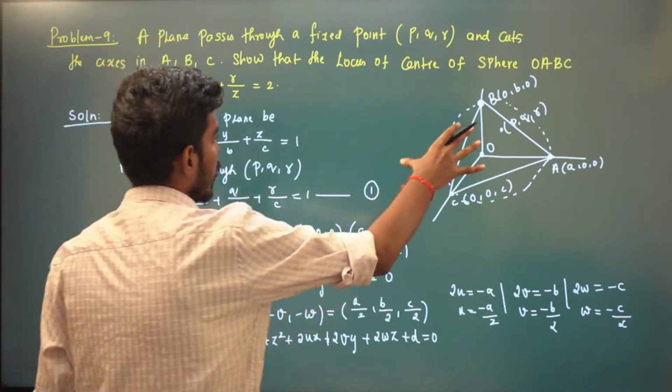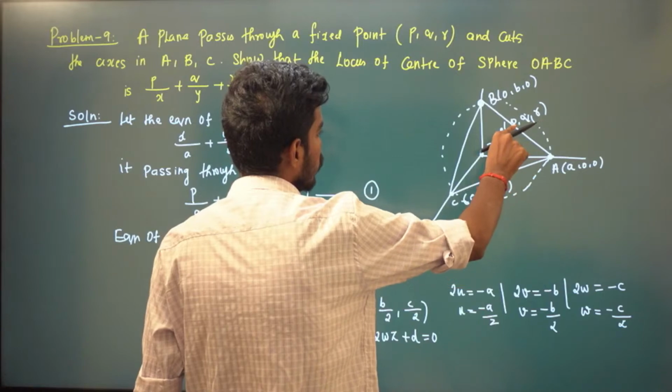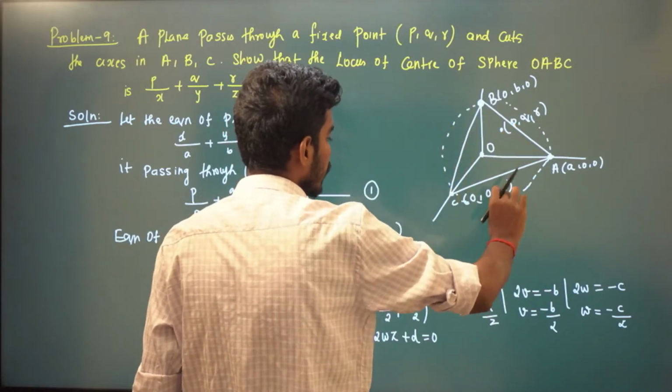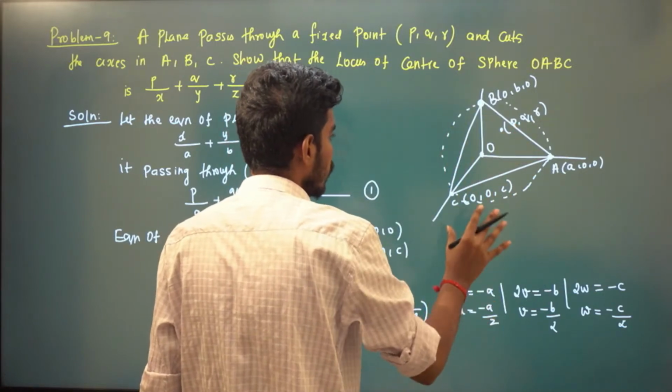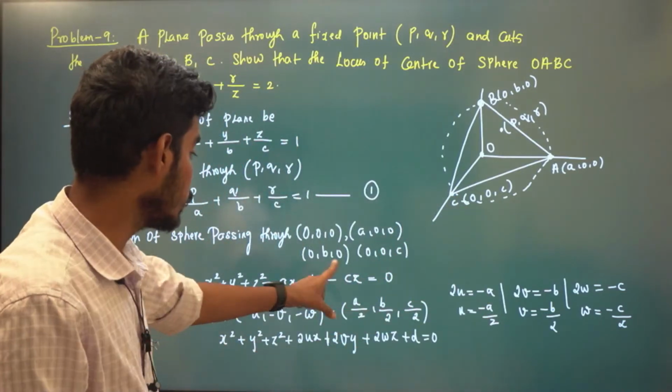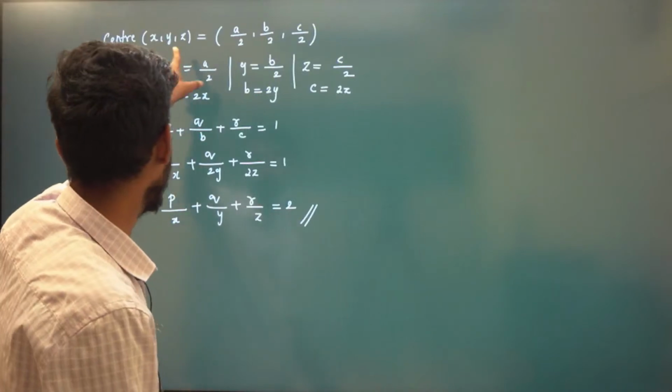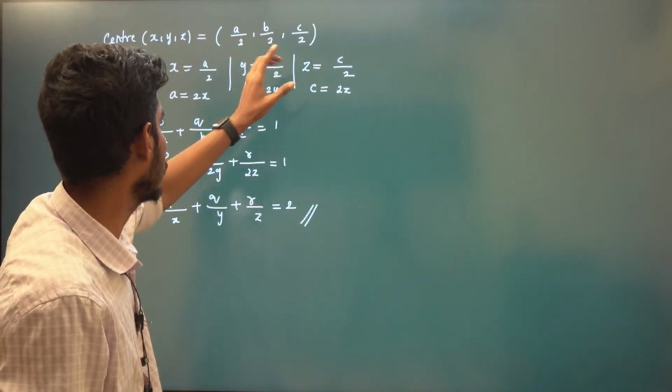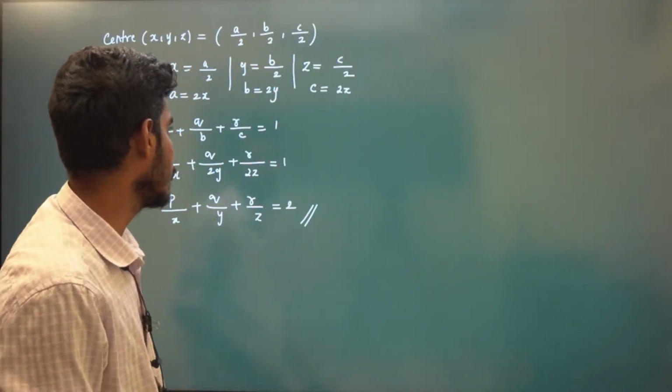So we are writing the equation of the plane passing through this point. Now the equation of the sphere we know. Now the center, let us say the center is x, y, z, and the center is minus u, minus v, minus w. So equate that x, y, z to be minus u, minus v, minus w. So find a, b, c and replace that. Okay. We'll move on to problem number 10.